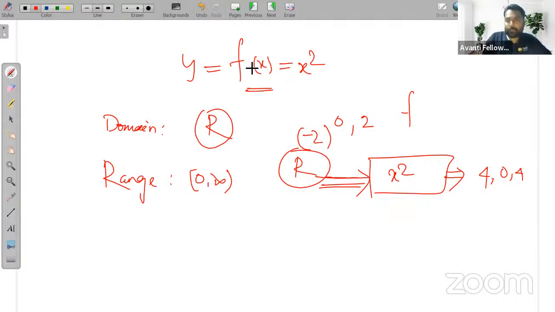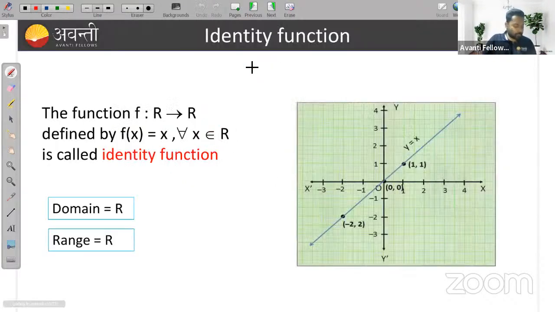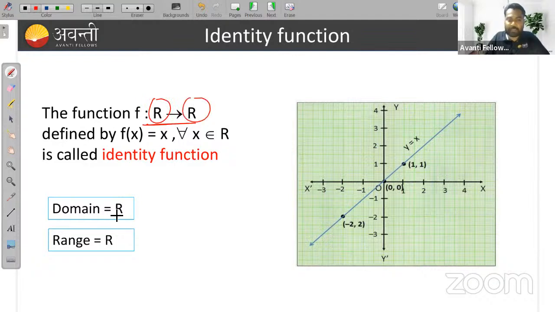So let's move on. Now we'll see the values attained by a function on elements of the domain. Yes, very good. We'll see some types of functions. First one is the identity function. So what is the identity function? It's a function mapping from R to R, where the domain is R, the codomain is given as R, and the range is R also.